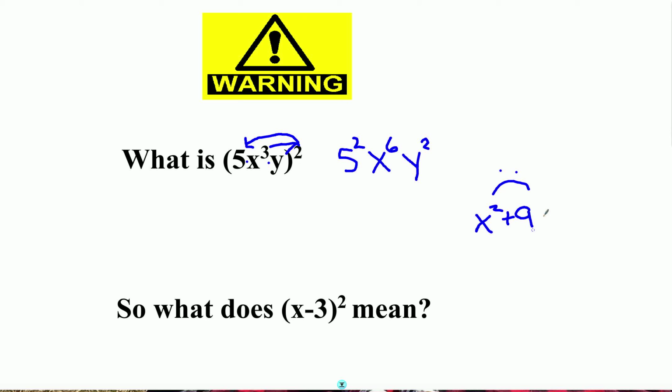And so what you actually do here is that would be the whole binomial, x minus 3, times itself. So that would be x minus 3 times x minus 3, which if you want to pause it and do your FOIL and see what you get, play, that would give you x squared minus 6x plus 9. And that is the correct way to do that.